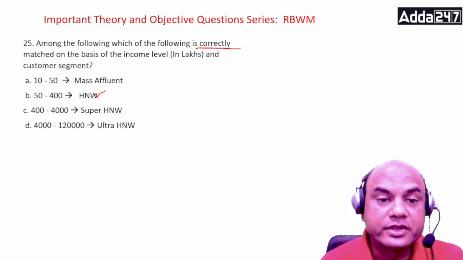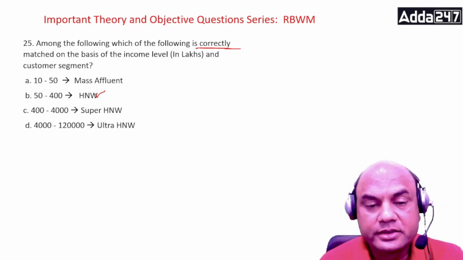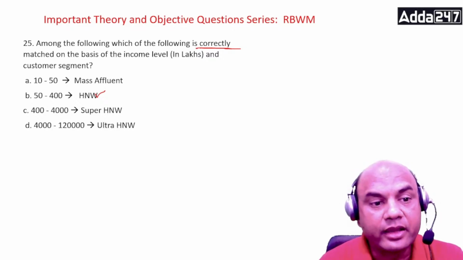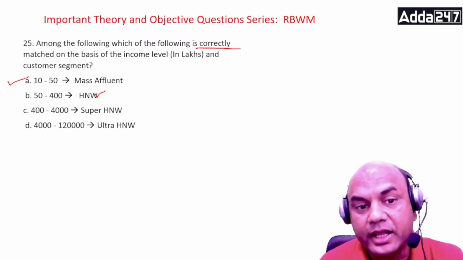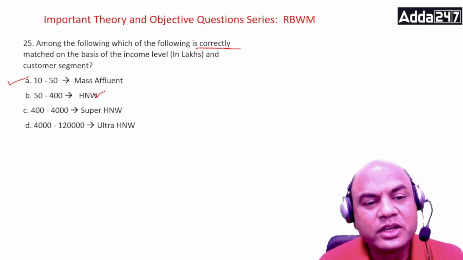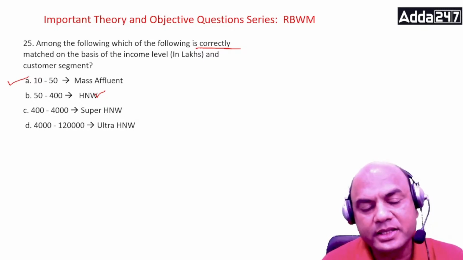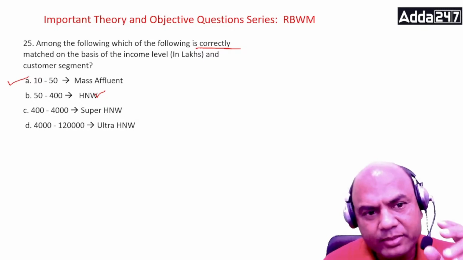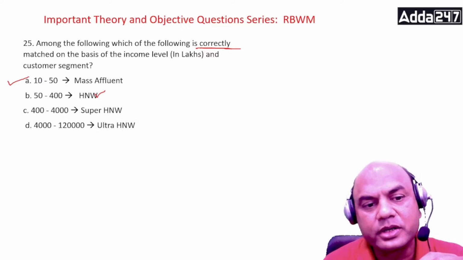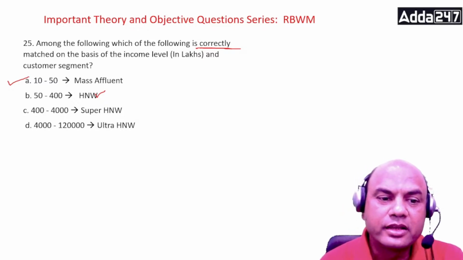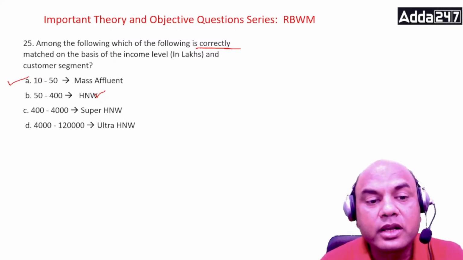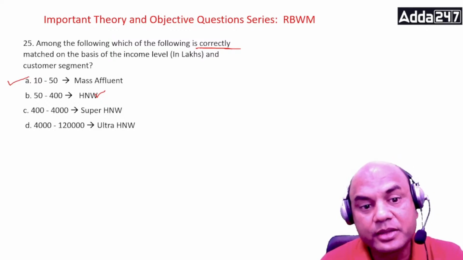So the answer for this is A, mass affluent. Okay, this is the answer. 10 to 50 lakhs is mass affluent. As per your books, you don't have to look into this super HNW and ultra HNW. Our retail banking mainly focuses on mass affluent customers. These are the core of your banking. These HNWs are not the core. Smaller investments, that is basic logic.